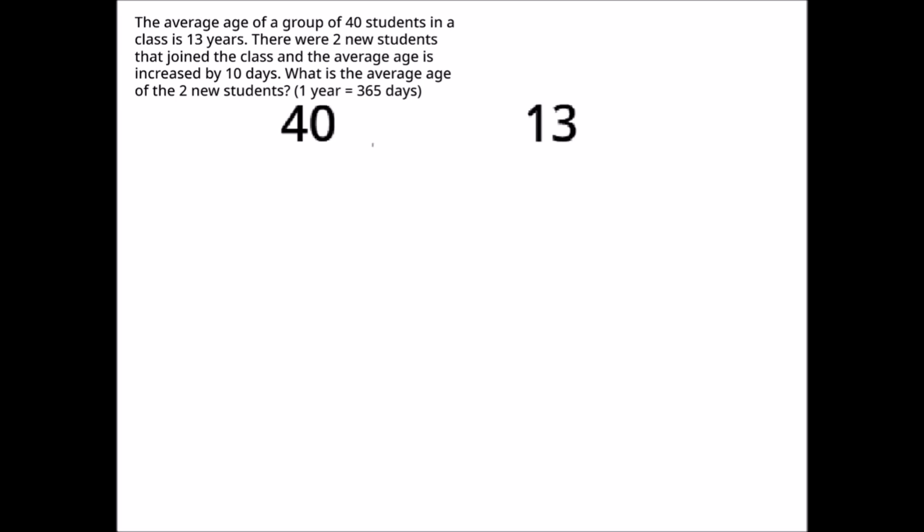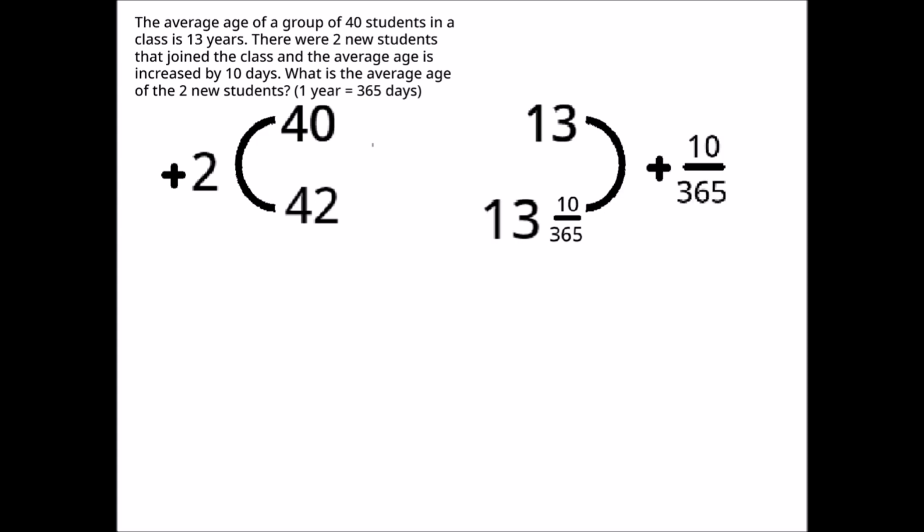We write 40 on the top left and 13 on the top right. We know that 2 new students joined the class and write 42 on bottom left. The average age is increased by 10 days. It is given that 1 year equals to 365 days. We can write 3910 upon 365 on the bottom right. Left side difference is +2. And right side difference is 10 upon 365.